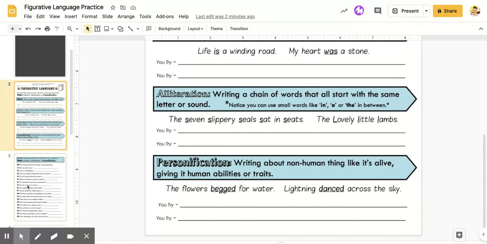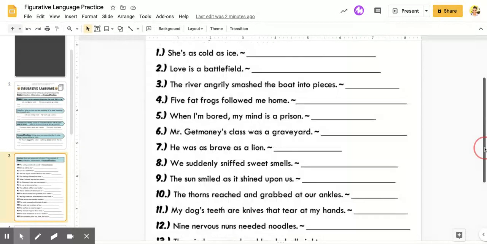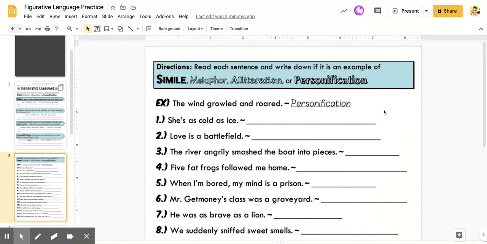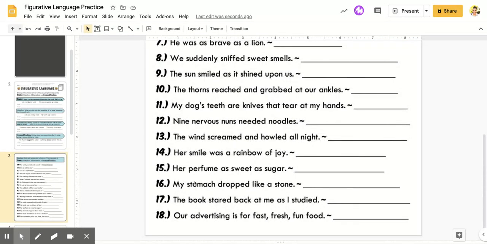And so here, ooh, that was a lot of scrolling, y'all. Here I have sentences, and then I need you to write down if it's an example of simile, metaphor, alliteration, or personification, right? So the wind growled and roared. We know that that's personification. She's as cold as ice. We know that that's a simile, so we'd come up here, draw your text box, type out the word simile. You don't need to write complete sentences at all. You just need to make sure that you are writing out the correct word. You don't have to change fonts like they did. And that is for all 18 of them.